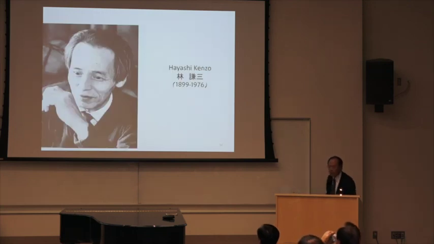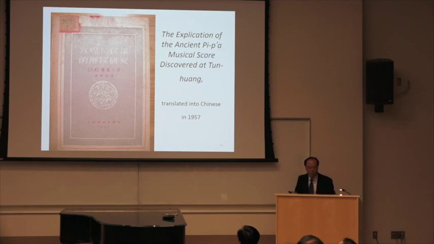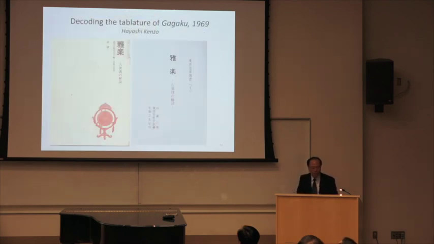This is Hayashi Kenzo, a Japanese scholar. His work was first translated into Chinese in 1957, so the Chinese scholars began to study it. His books are especially important in decoding the notation of the Japanese Gagaku.